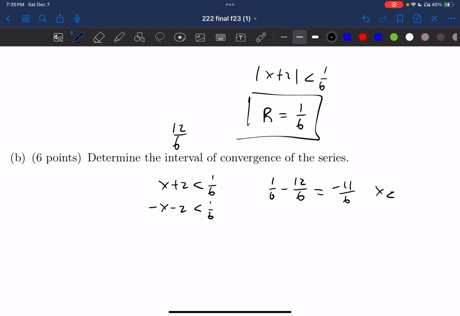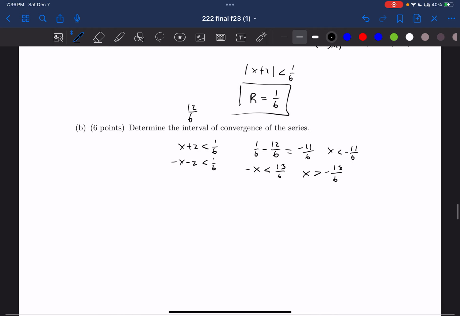So x is going to be less than negative 11 over 6. For the second one, we're going to add it over. We're going to get 13 over 6. Negative x is less than 13 over 6, and then divide by negative 1 on both sides. We will get x is greater than negative 13 over 6.